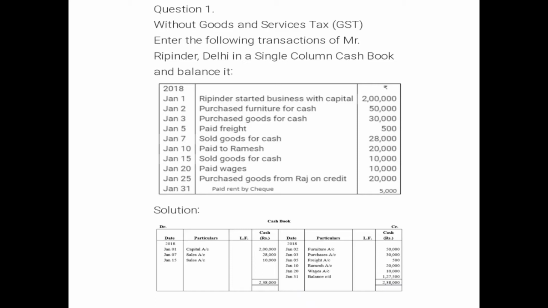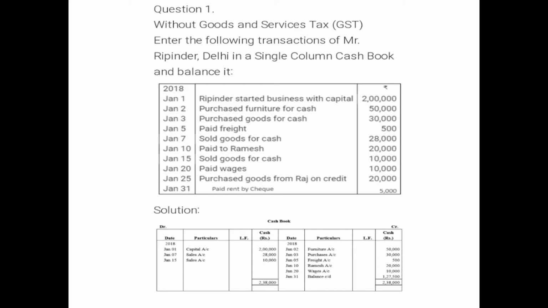Let's start. The first entry says that on January 1, 2018, Rupinder started business with capital 2 lakh. So this is in the cash book. Just see the solution in the cash book. It is being posted on the debit side as the amount is being invested in the business. So as per the entry that you will be making on January 1, capital account will show 2 lakh.